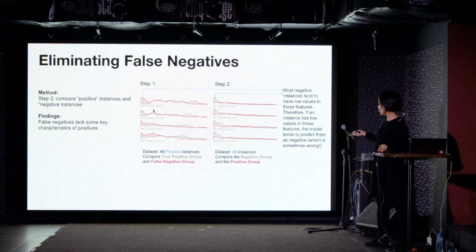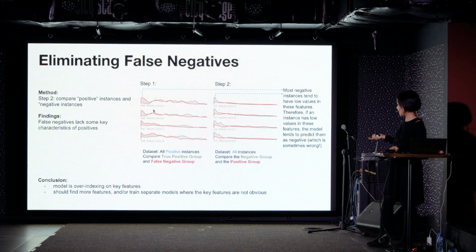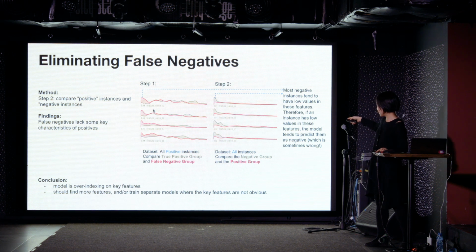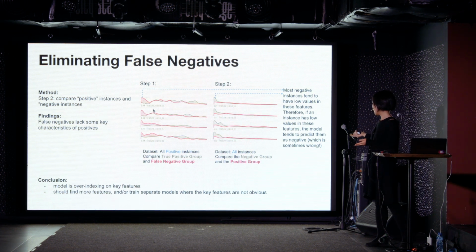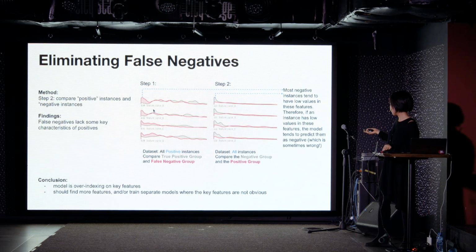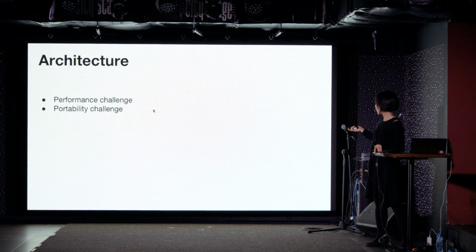The way to solve this problem, as they came up with, is that since this model seems to be over-indexing on these key features, they should probably either find more features and/or train separate models where these key features are not so obvious in this data set, so that they can better distinguish between the true negatives and the false positives.